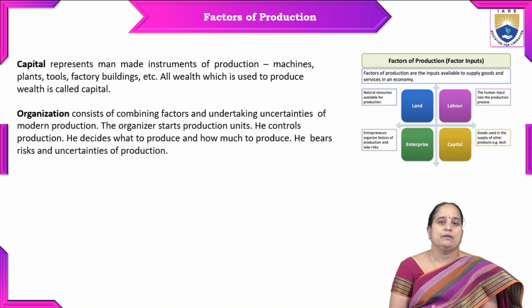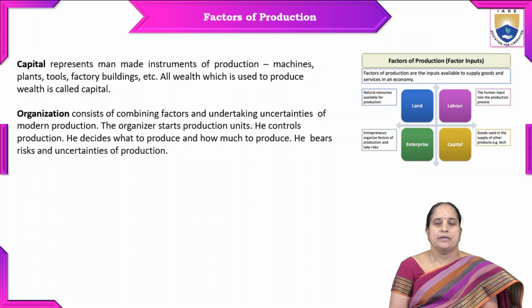Then comes capital. Capital represents man-made instruments of production like machines, plants, tools, factory buildings, etc. All wealth which is used to produce wealth is called capital.